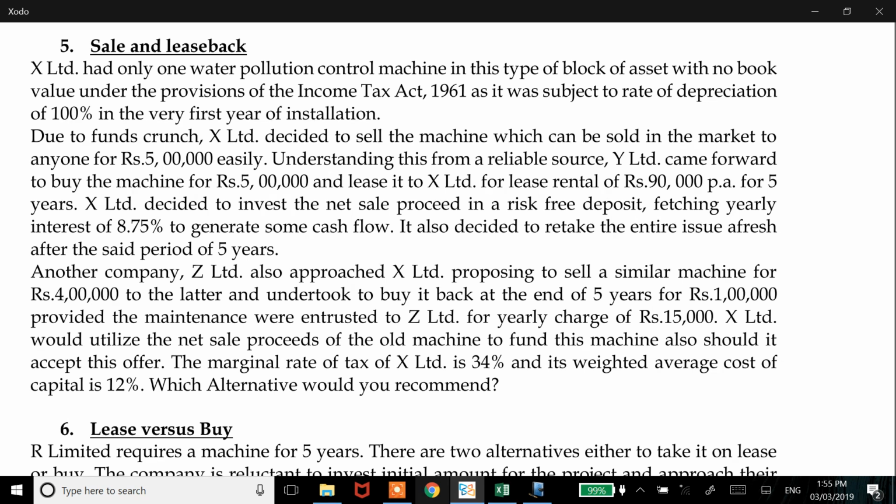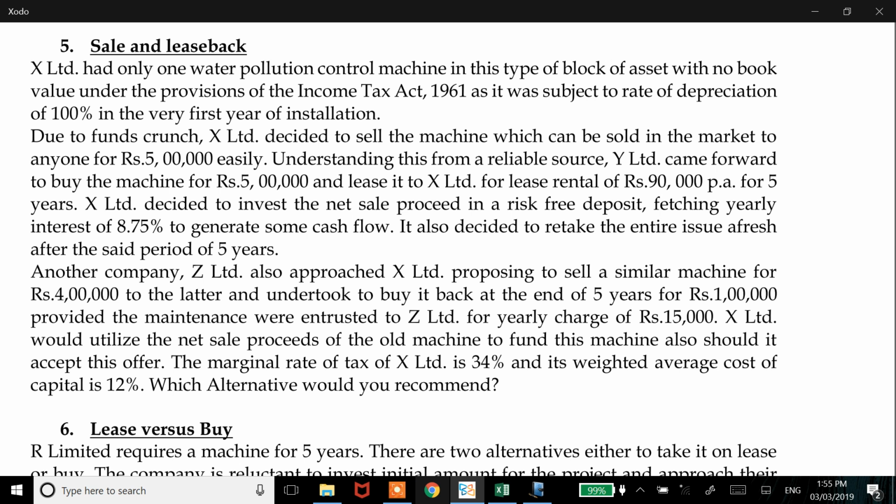Another company, Z Limited, also approached X Limited proposing to sell a similar machine for 4 lakhs and undertook to buy it back at the end of 5 years for 1 lakh, provided the maintenance were entrusted. X Limited would utilize the net sale proceeds of the old machine to fund this machine. The marginal tax rate is 34%, WACC is 12%. Which alternative would you recommend?